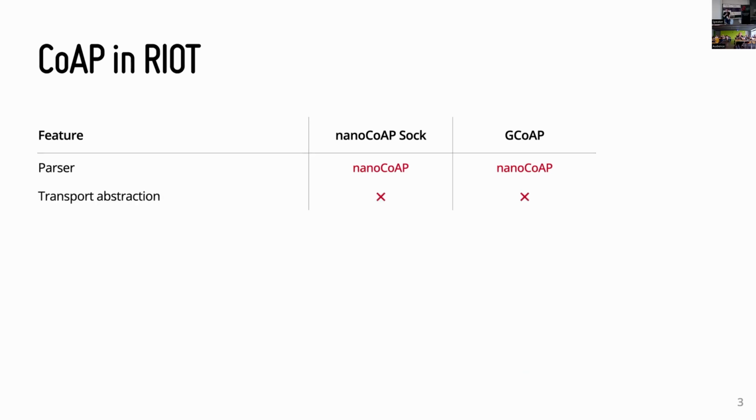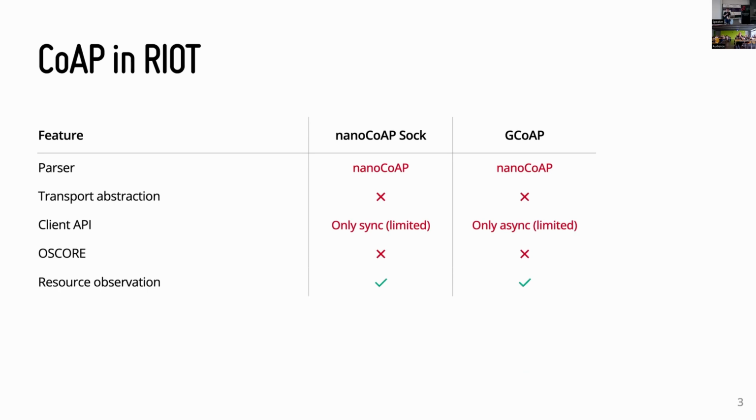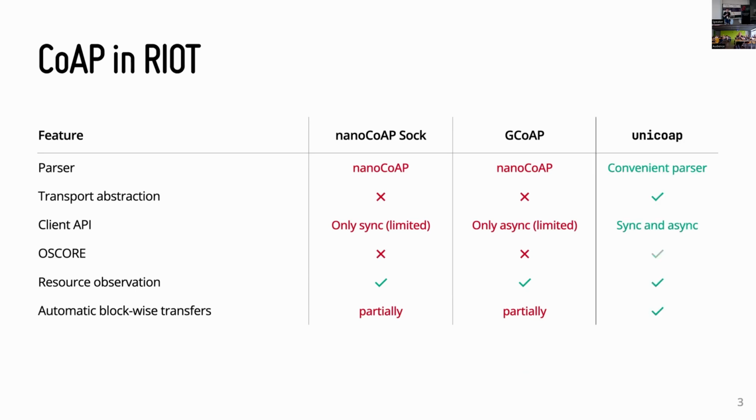They don't feature any transport abstraction. They only support UDP and DTLS. The APIs are either synchronous or asynchronous. OSCORE isn't implemented; it could be implemented, but it's not obvious how that could be done. Resource observation is supported by both of them. They only support blockwise transfers using helper structures, which require manual intervention from the application. And what we want is, of course, all of that, and in the case of OSCORE, at least some way of integrating OSCORE in the future.